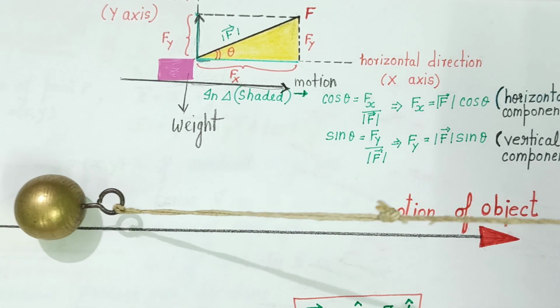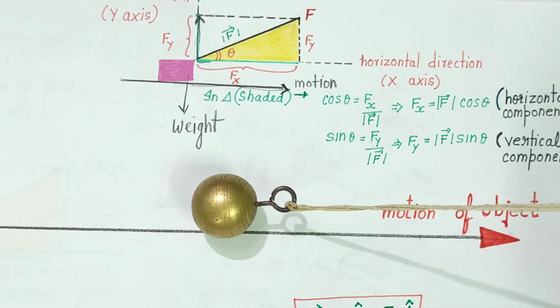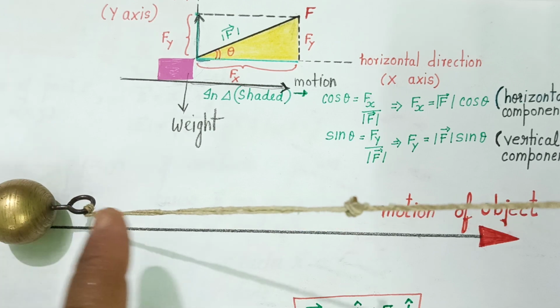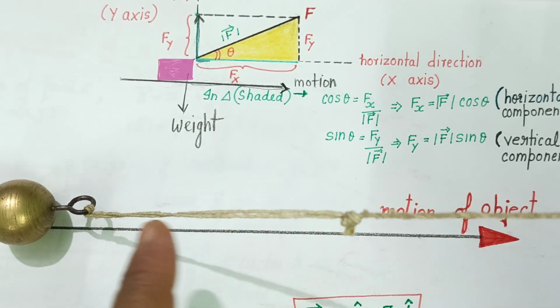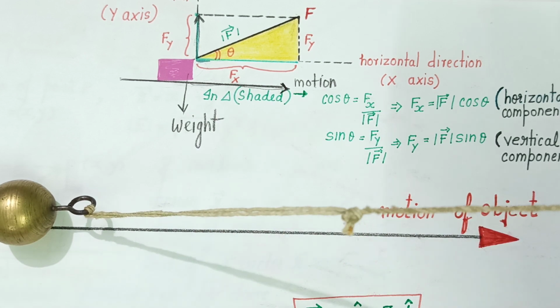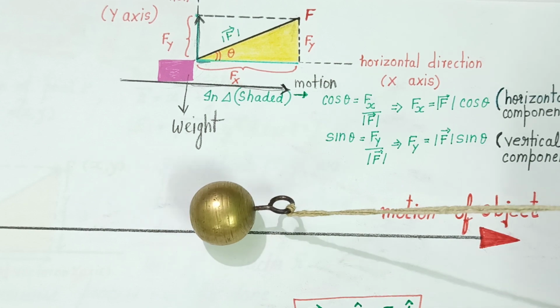See, I am pulling it. It is having the motion in horizontal direction. So that means the pull, which is along the direction of thread at some angle theta, is showing its effect in horizontal direction, and the object is moving in horizontal direction.